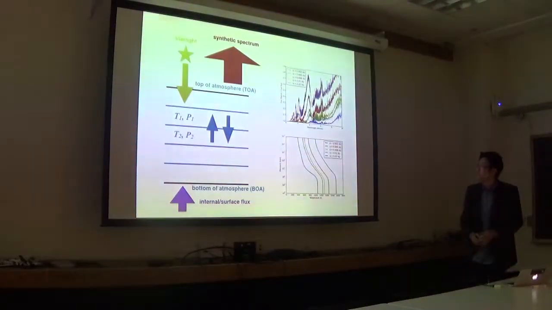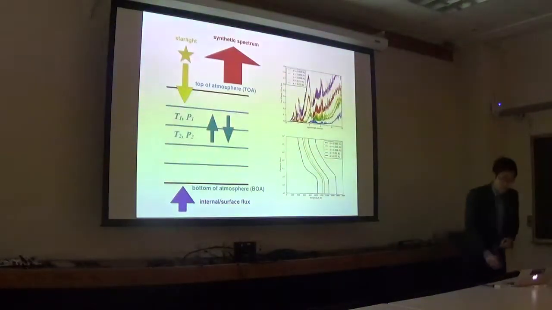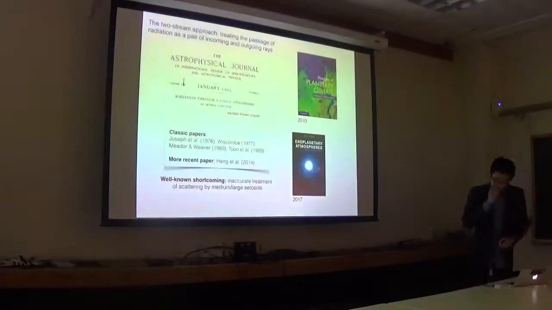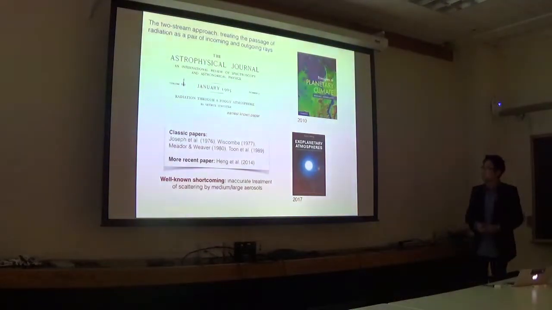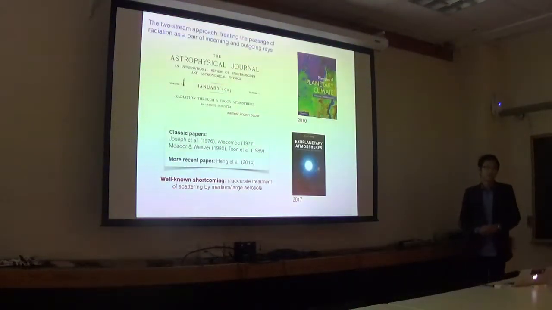So there are different ways to specify solutions for fluxes going from one layer to the other. There's a method that's very old. The earliest paper I could find on it was in 1905 in the Astrophysical Journal. This is the two-stream method.